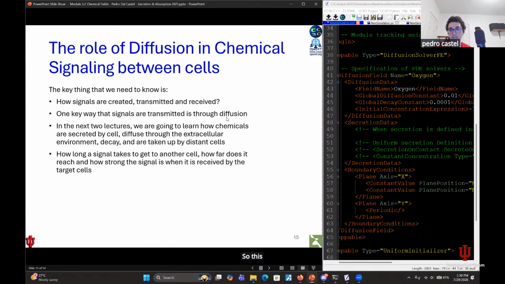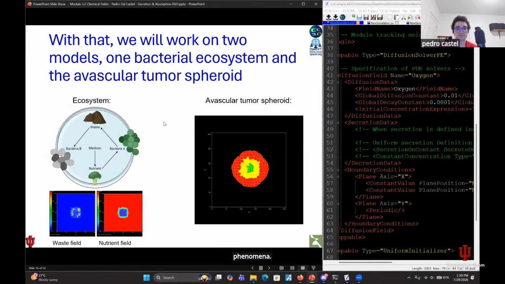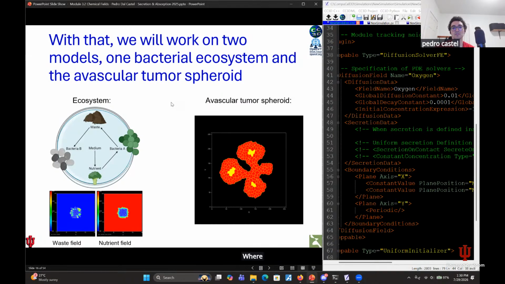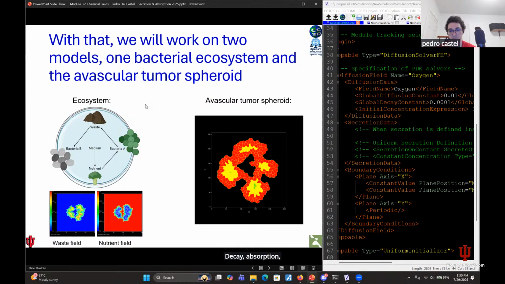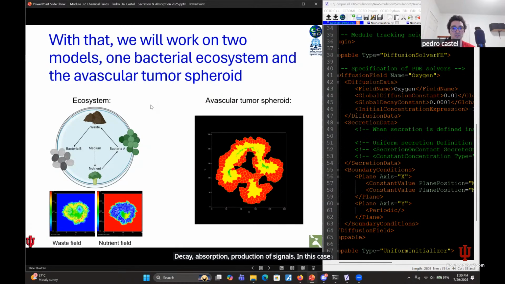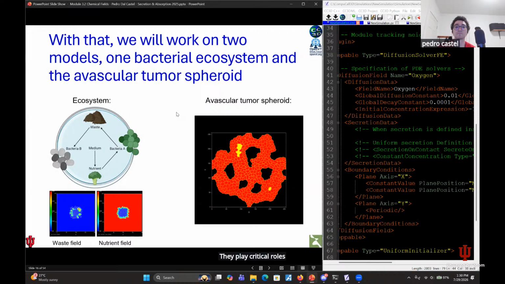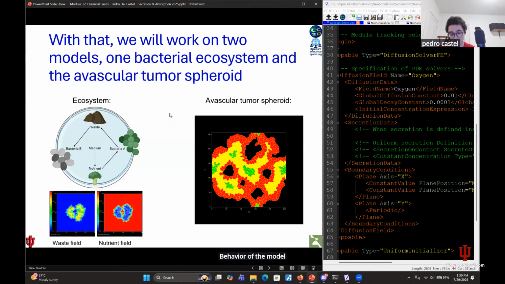So this is often happening in tumor, cell differentiation, tissue development, infection, all sorts of biological phenomena. We are going to explore one very particular one today, two actually. One is the bacterial ecosystem, the other one is the avascular tumor, where diffusion, decay, absorption, production of signals, in this case, nutrient signals, play critical roles in the behavior of the model, the behavior of the simulation.